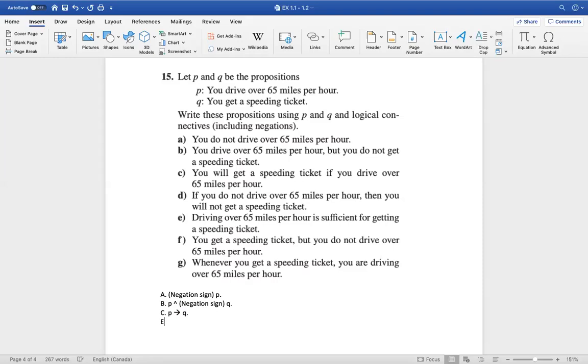Okay. Let's do part E. Yeah. So driving over 65 miles per hour is sufficient for getting a speeding ticket. So again, we have a dependency here as well. When this one is true, then we see the result, right? So when we do this thing, then we get this thing. So driving over 65 miles per hour, which is P, then is sufficient for getting a speeding ticket. So this is an implication again, because one statement is dependent on another. If we do this thing, we get this thing. So P implication Q.